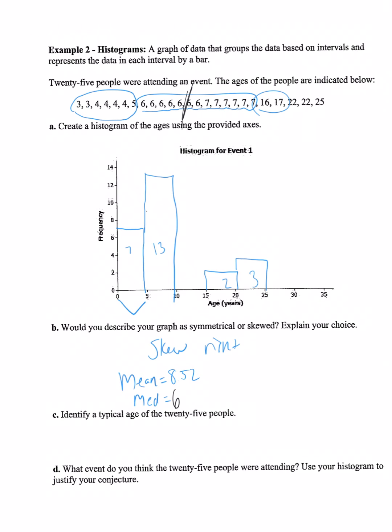Okay, typical age though here, right? 6 is a great choice because we have a lot of people that have that age of 6, so my median is a good representation of that typical age.